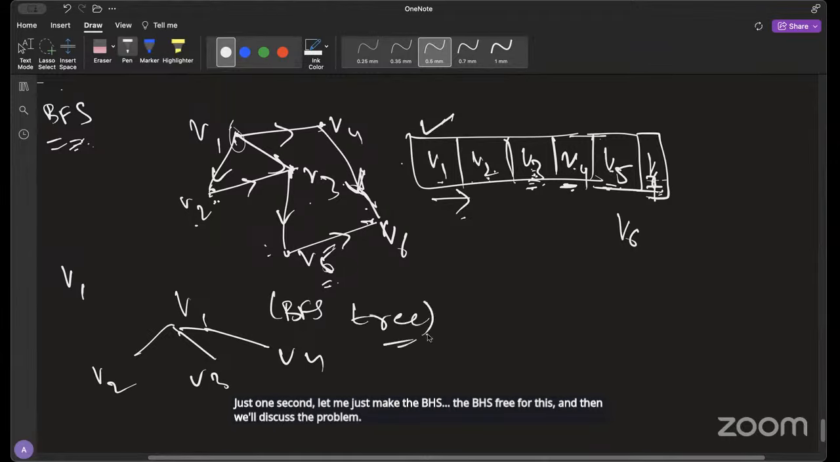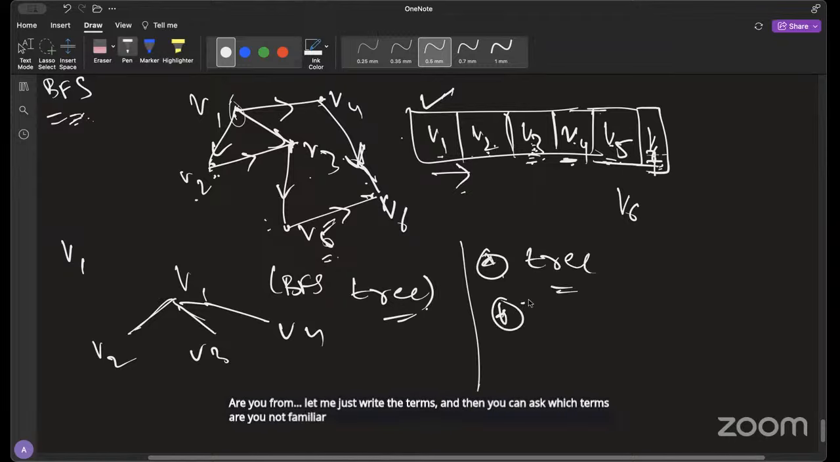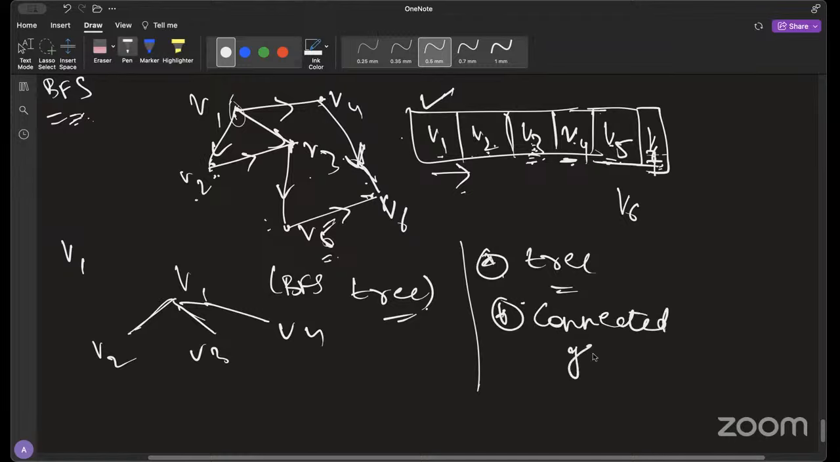Okay, so this is a BFS tree. Let me first define what a tree is. Let me write the terms, and then you can ask which terms you are not familiar with. Can you read the terms? Is it legible what I'm writing?